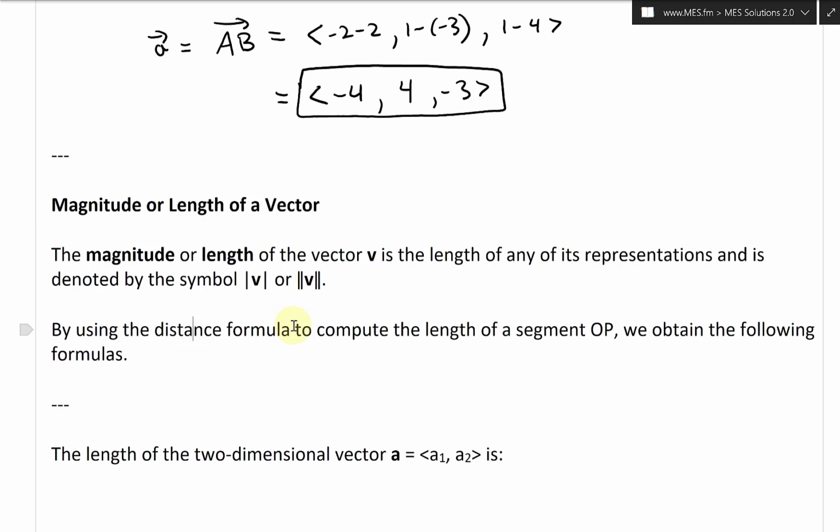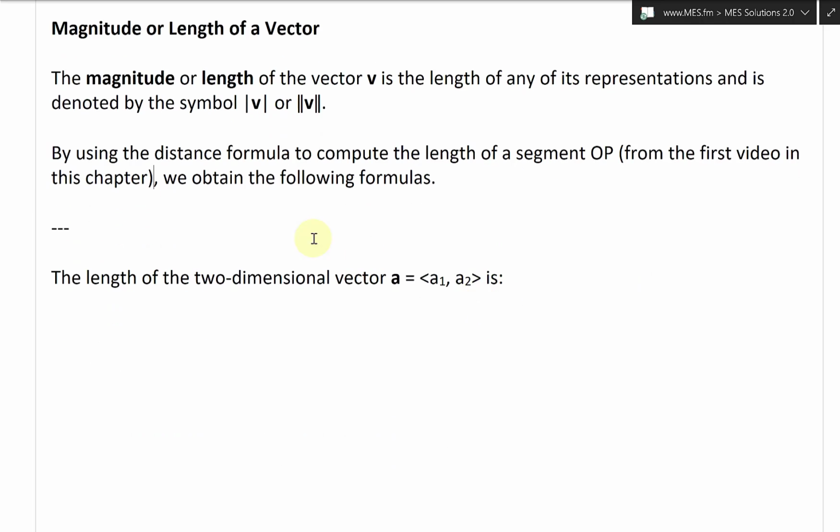It was by using the distance formula to compute the length of a segment OP, and we obtained the following formulas, and again I'll just put a note. This is from the first video in this chapter. From that first video I went over the proofs for the 3-dimensional one and also 2-dimensional, and so on. So the length of the 2-dimensional vector A, with components A1, A2, is, and this is just using the Pythagorean law, the absolute value of A, the vector, equals the square root of A1 squared plus A2 squared. So you just square the components, add them up, and then square root the whole thing.